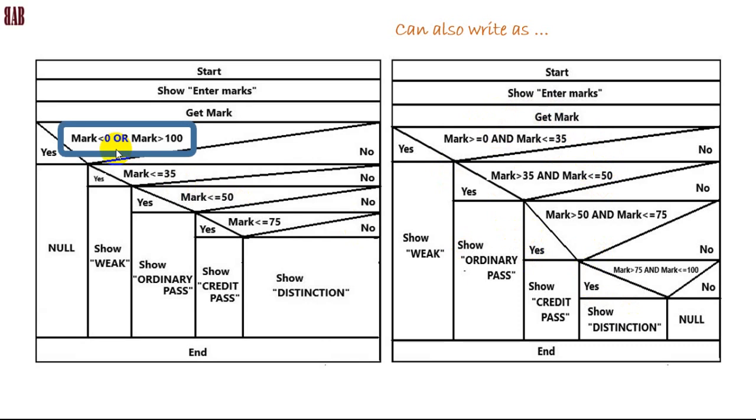Now see, this is what I was talking about. Here we have an OR condition checking. Here we have an AND condition checking. Both will give you the same result, the same outcome, even though they are done in slightly different ways. The outcome of the two NS charts is identical. The only problem is if you put a negative value or a value greater than 100, nothing appears on the screen. That's the only problem.